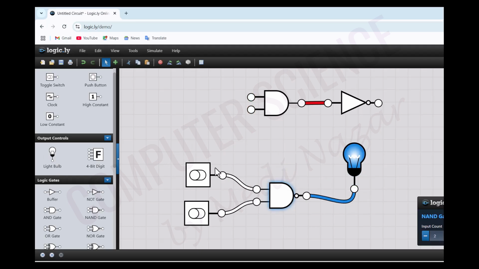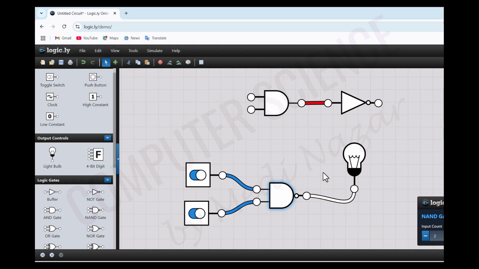side. As you can see here, when the two inputs are off, the light bulb is on. And then when I turn one of the switches on, the light bulb is still on. Let's turn it off and turn this one on. The light bulb is still on. And then the last combination is this. Okay, when both inputs are on, the light bulb turns off.